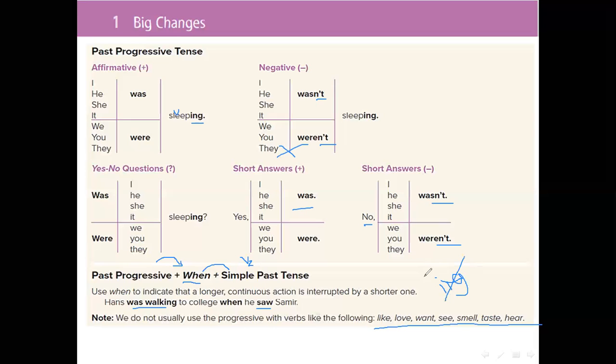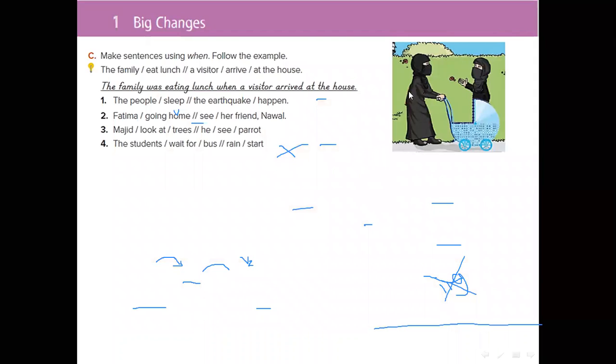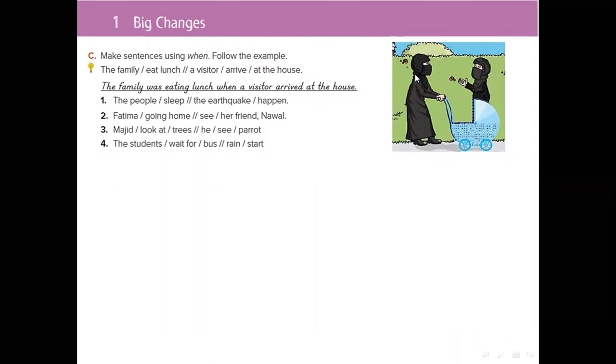We don't use ing after these verbs. Okay? Now, we will answer exercise number C. Exercise number C. Make sentences using when, like this example. The family eat lunch. A visitor arrived at the house.